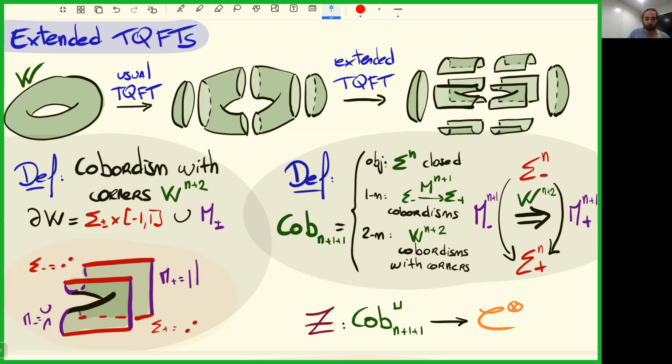And so these cobordisms with corners assemble into a 2-category. Now my objects are my corners, my closed n-manifolds. One-morphisms are just cobordisms as before. So this is my M plus and M minus, which are just n+1 dimensional cobordisms. And then two-morphisms are these cobordisms with corners, kind of filling this picture. I have M plus and M minus on either side, sigma plus and sigma minus on the top and bottom, and I have something filling this picture.